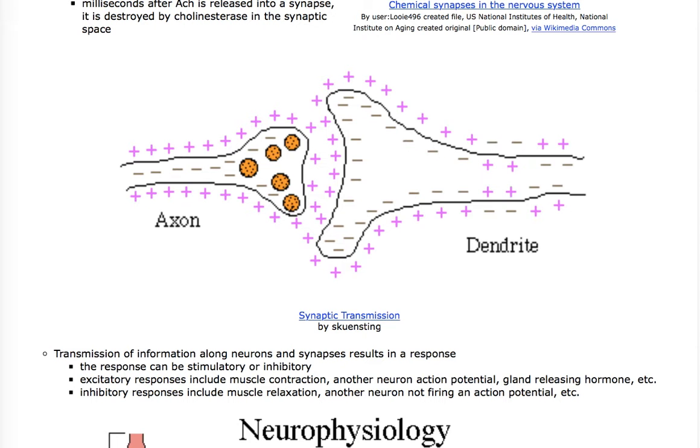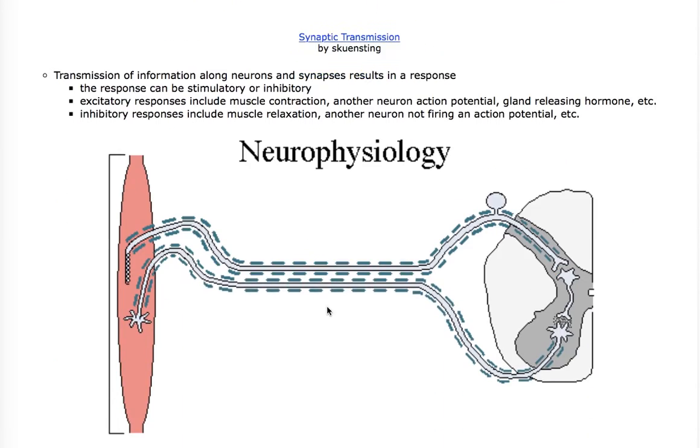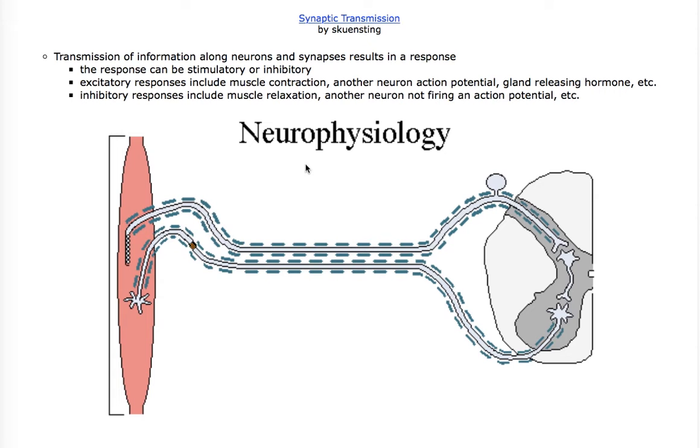Which brings us now to the last part of this chapter. Transmission of information along neurons and synapses is really complicated, and it does result in responses. So the response can be either stimulatory or inhibitory. Excitatory responses in the nervous system include muscle contraction, another neuron having an action potential, a gland releasing a hormone or something. But inhibitory responses include muscle relaxation, another neuron not firing an action potential, etc.